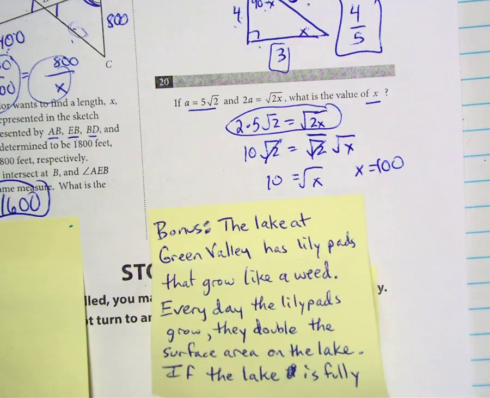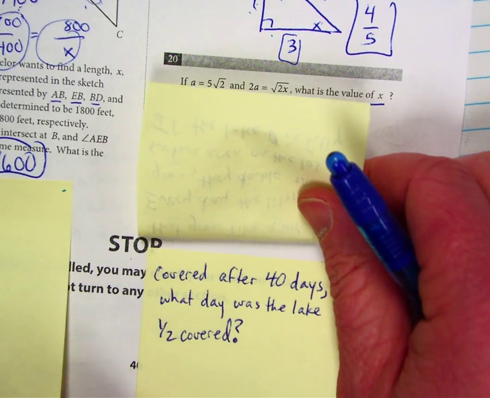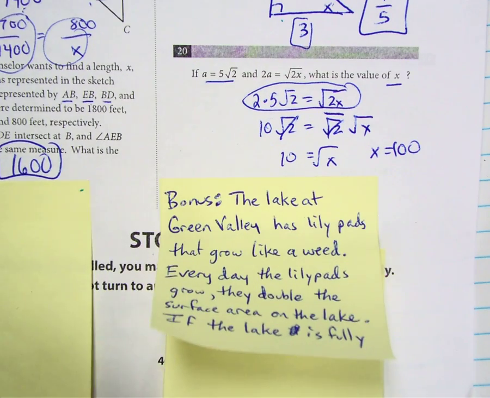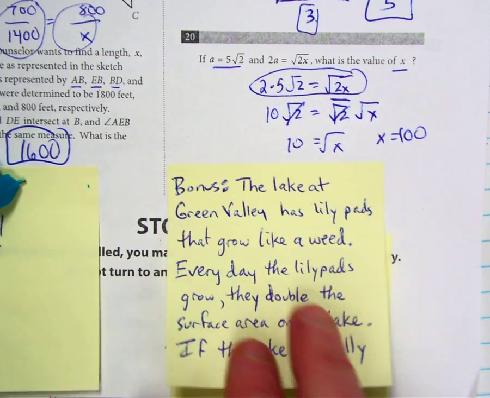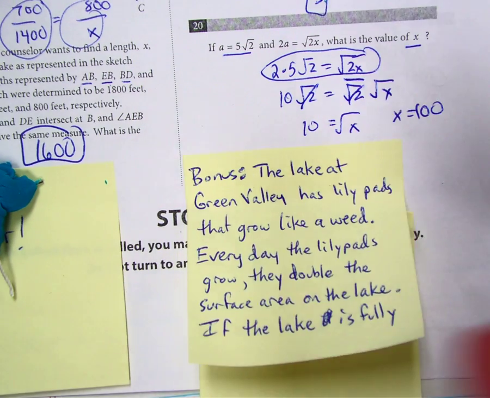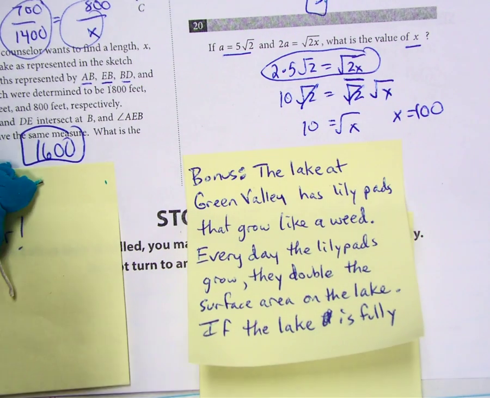Done pausing. The correct answer was day 39, because at day 40 it's fully covered. Yesterday, or the day before it's fully covered, was when it's half covered. That's it for this first group of no calculator questions. We'll come back with the calculator questions on another day.